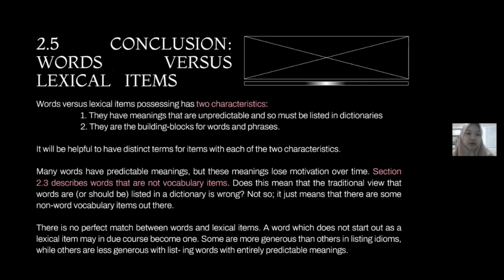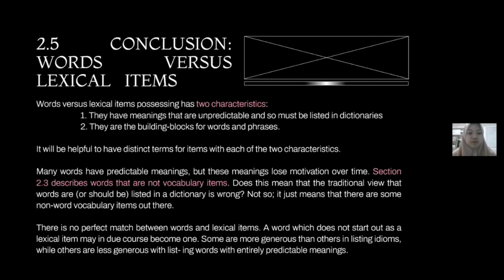Conclusion: words versus lexical items. Word versus lexical item processing has two characteristics. One, they have meanings that are unpredictable and some must be listed in dictionaries. Two, they are the building blocks for words and phrases. It will be helpful to have distinct terms for items with each of the two characteristics.